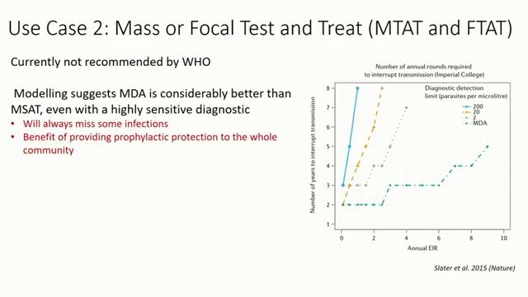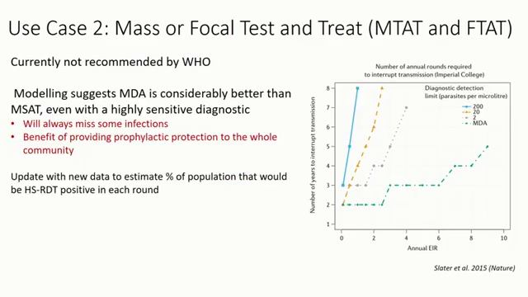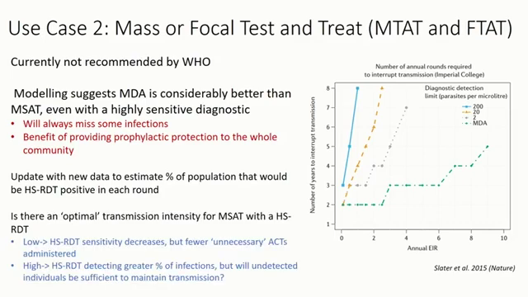But a result that always comes out of this work is that MDA is always going to be better than MSAT, because not only are you clearing the infections, but you're also providing mass prophylactic protection to a lot of the population during the transmission season. So we're going to update this with new data from the HSRDT trials and try to get a better estimate of what MSAT or MTAT would look like with this new HSRDT.